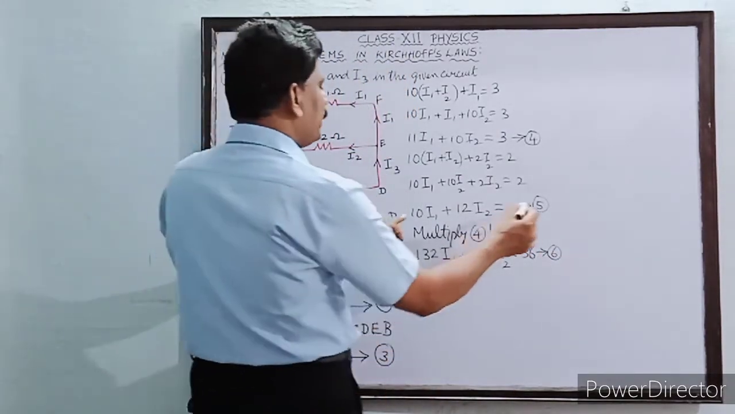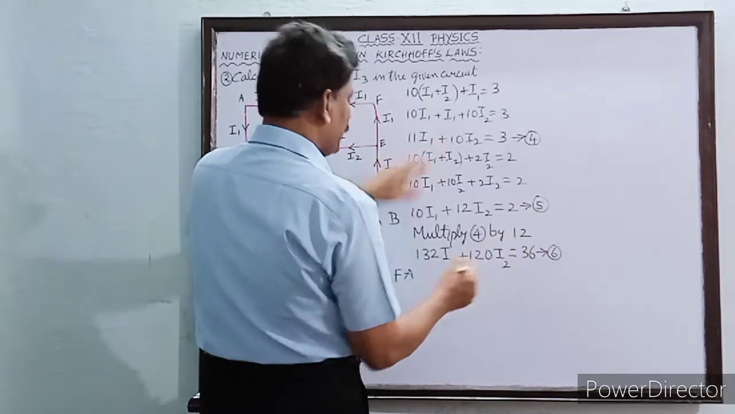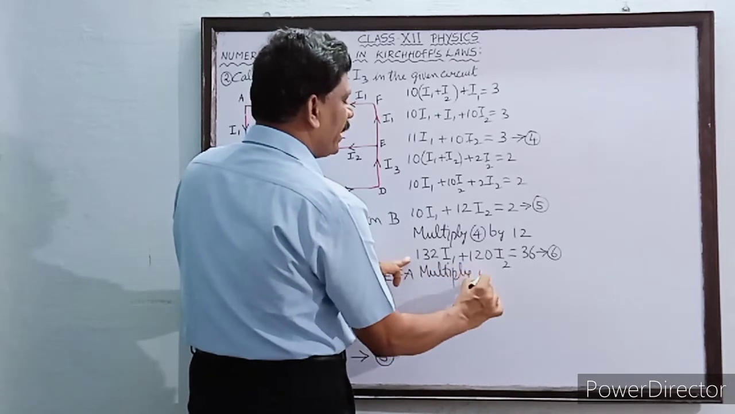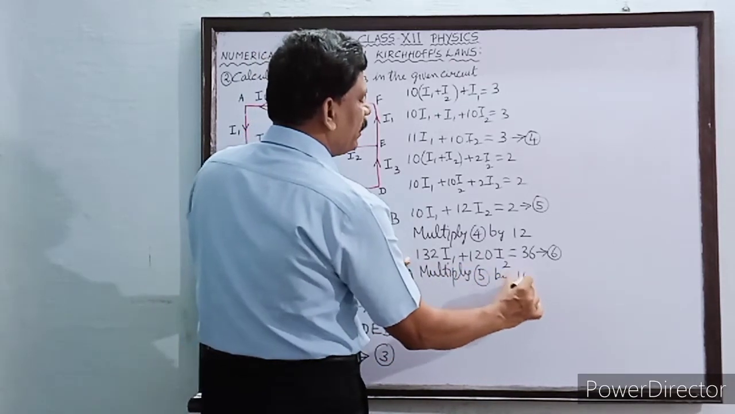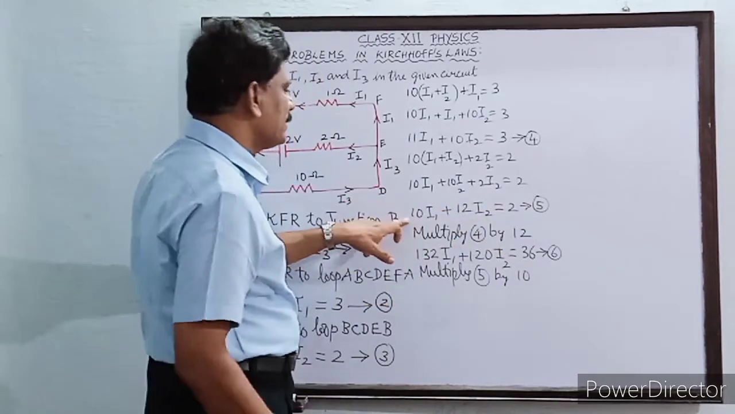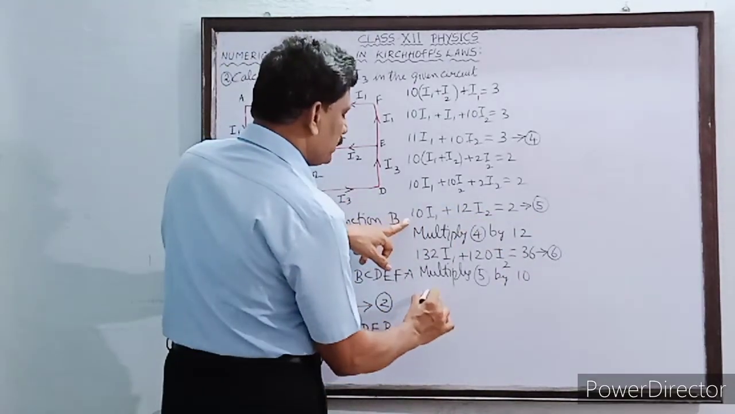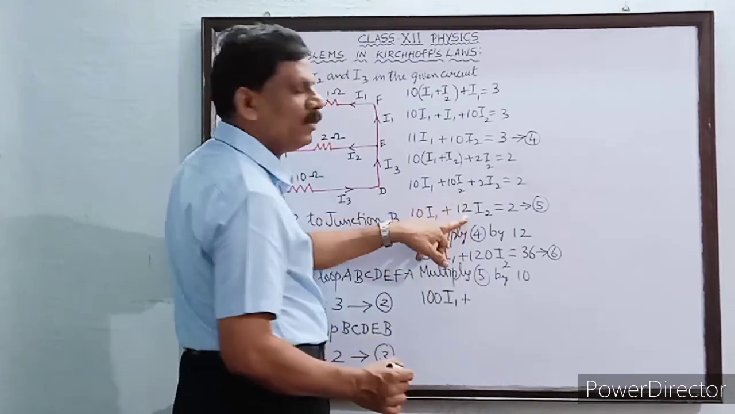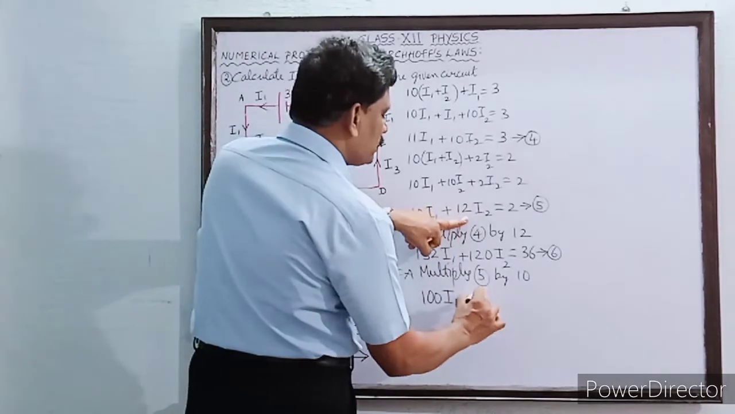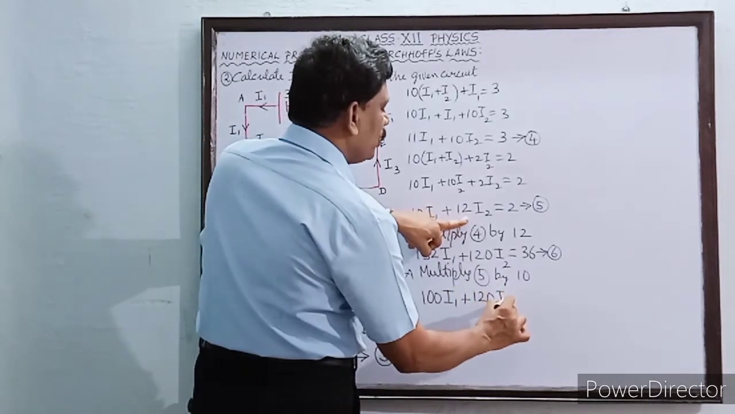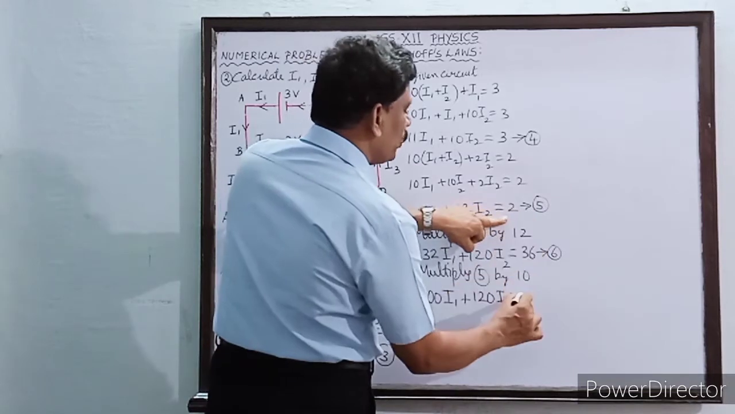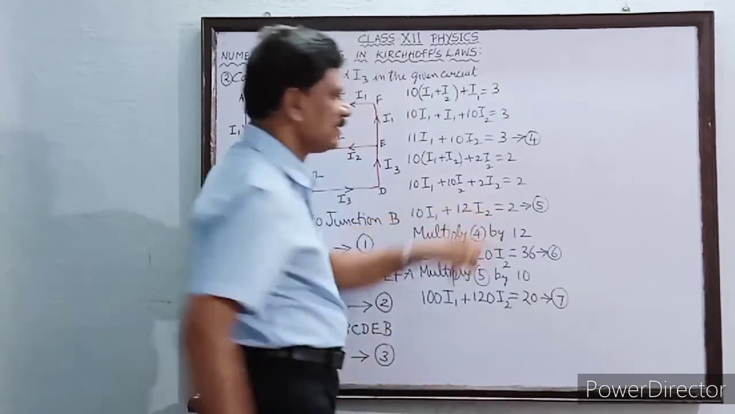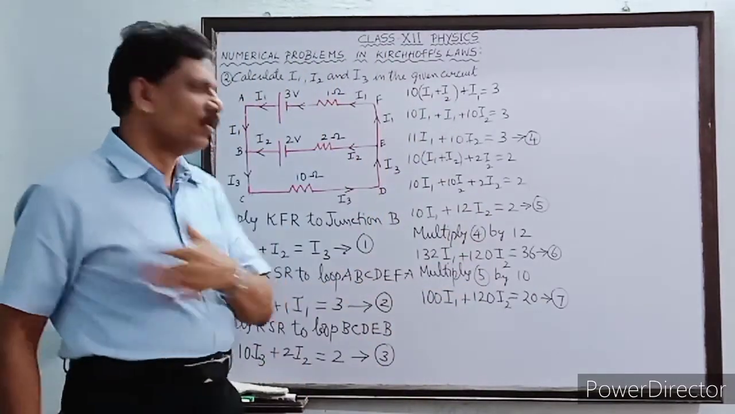Similarly, I am going to multiply this equation 5 by 10. This equation, 10 tens are how much? 100. So this is 100 into I1 plus 12 into 10 is how much? 120. So this is 120 I2, and this is equal to 2 into 10, that is equal to 20, and this is equation number 7. You do it systematically, no error will come.